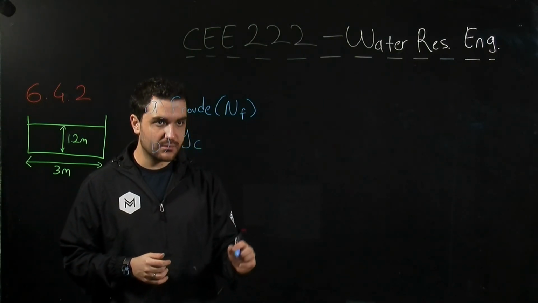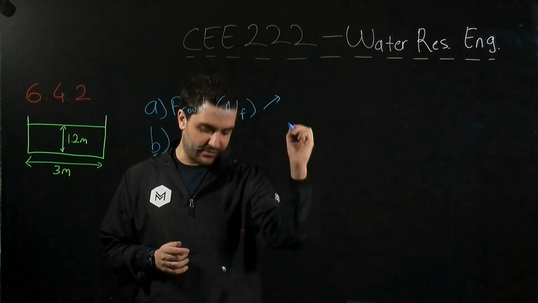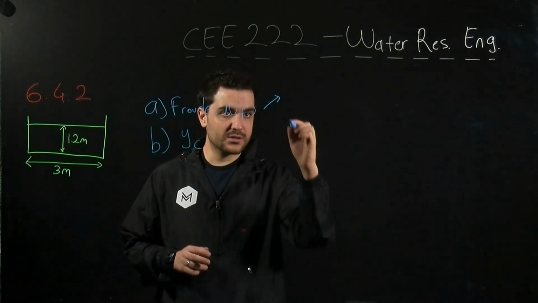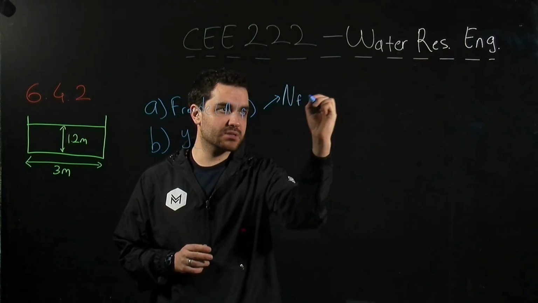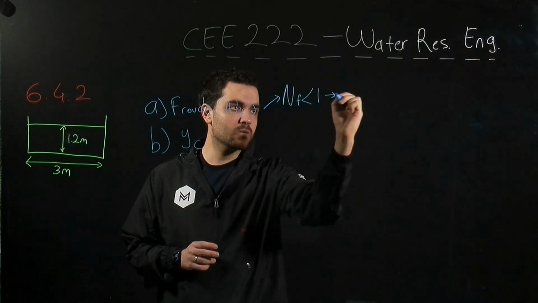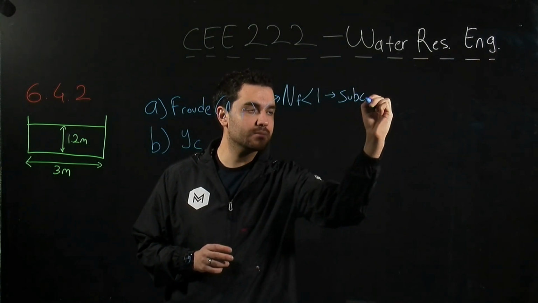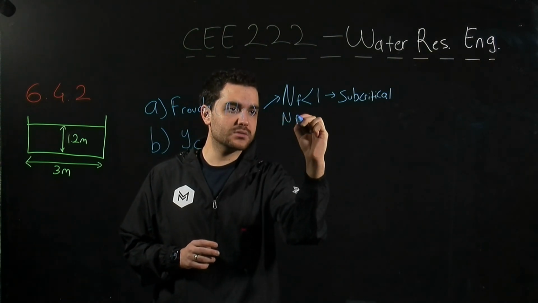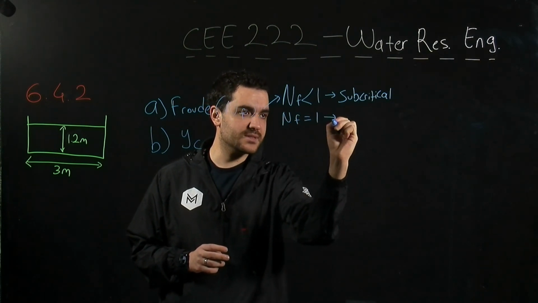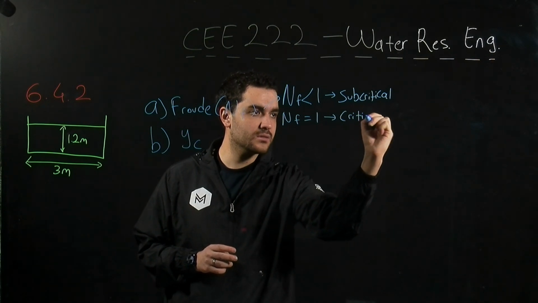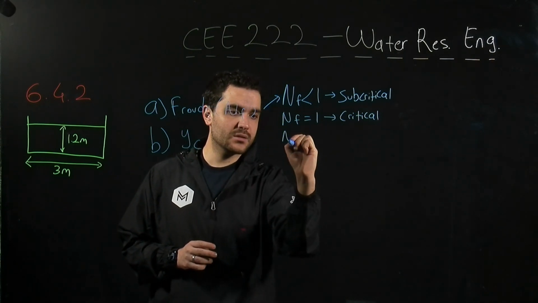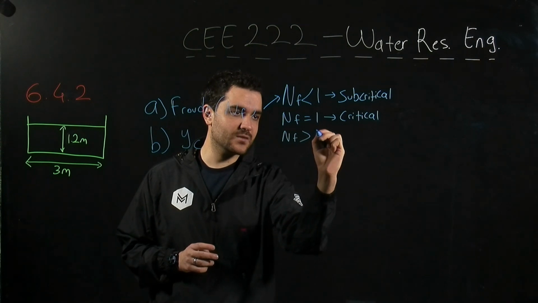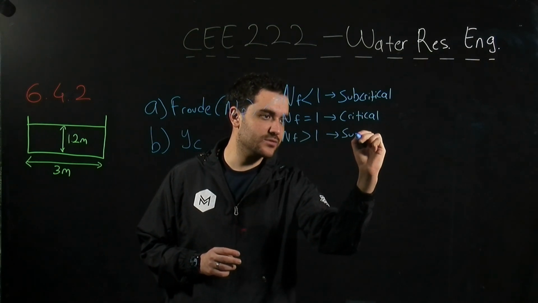So first of all, I will give this information. If we have a Froude number less than 1, we have subcritical flow. If it is equal to 1, this means we have critical flow. But if it is higher than 1, then it means we have supercritical flow.